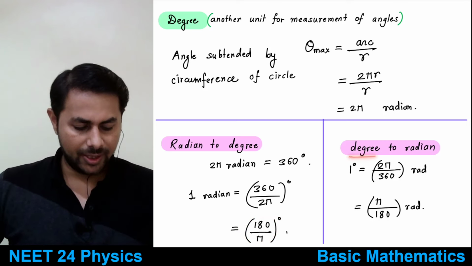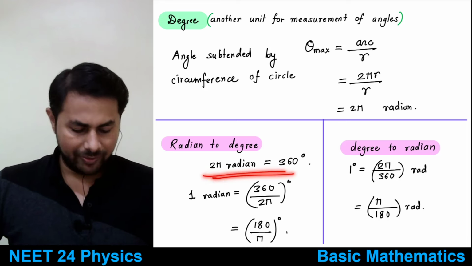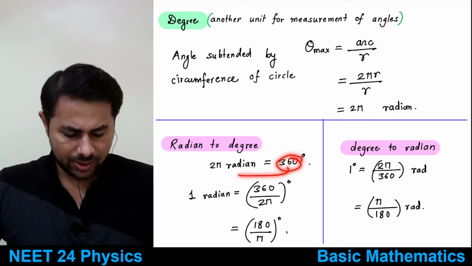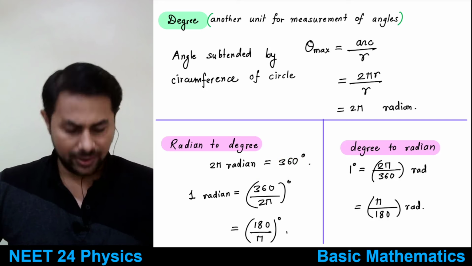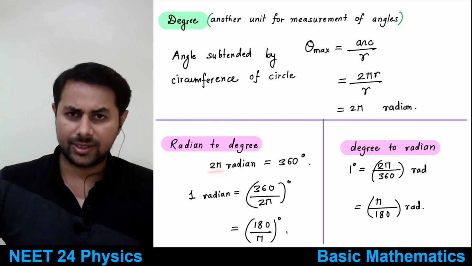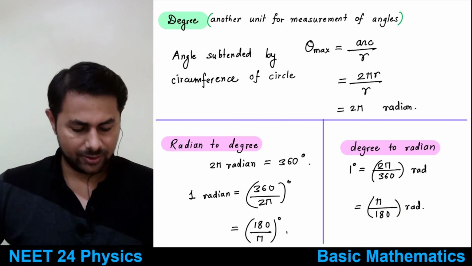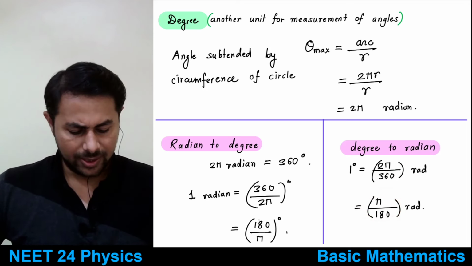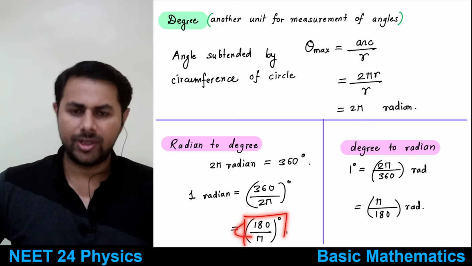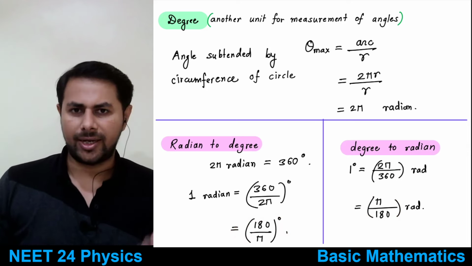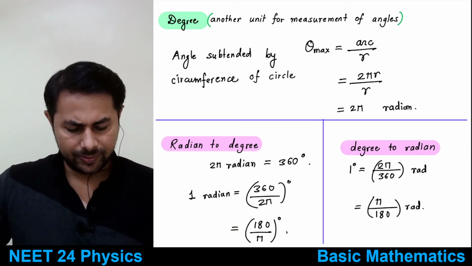Then degree to radian: we'll use the same equation, just take that 360 degrees on the other side, so it will be 2 pi divided by 360 degrees, that means it will be pi by 180 in radians. It's pi by 180, right? So these formulae you have to learn by heart.